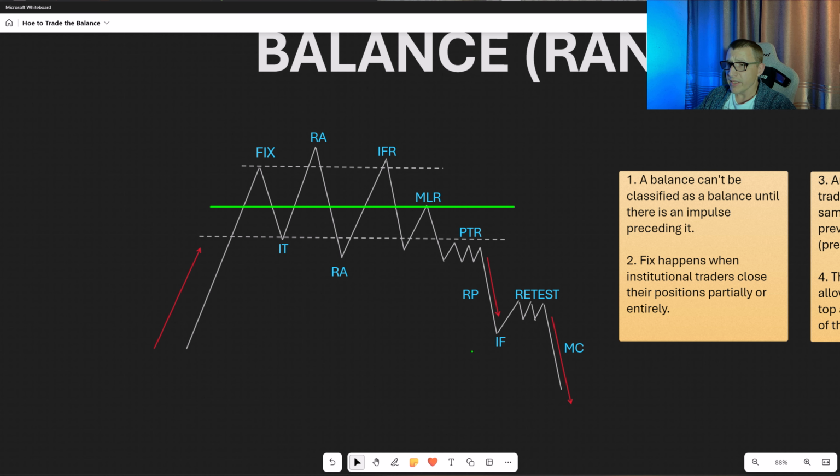All right. The next step is an initial fill, when institutional traders initially fill their positions. Then we see a retest, which can also take different forms, and then move continuation. And that's it. That's all you need to know about the balance structure, which is again the biggest part of my W3 flow system. Okay, now the question is how to trade it.